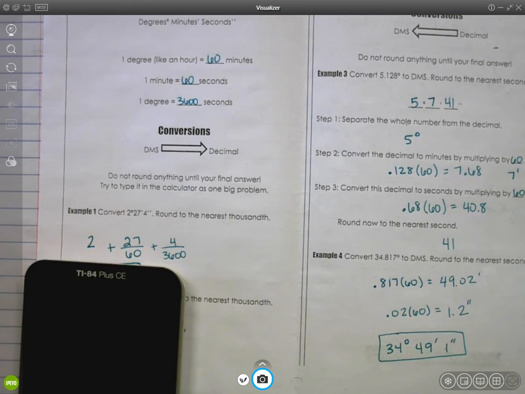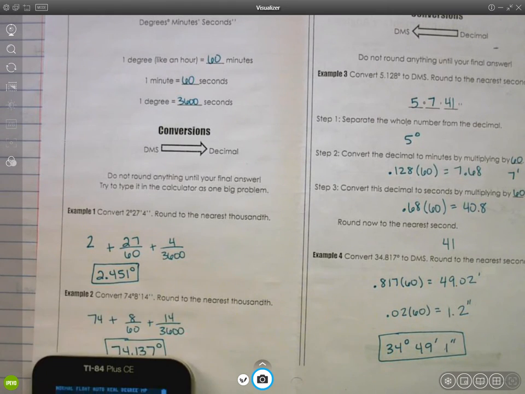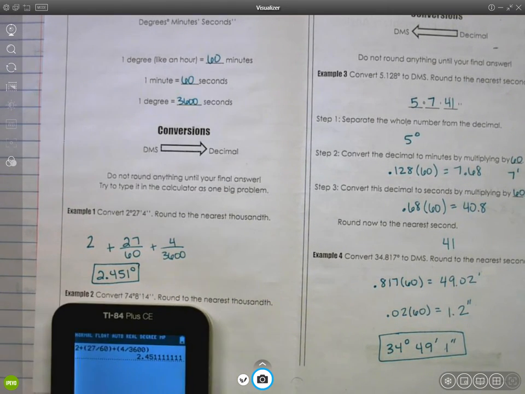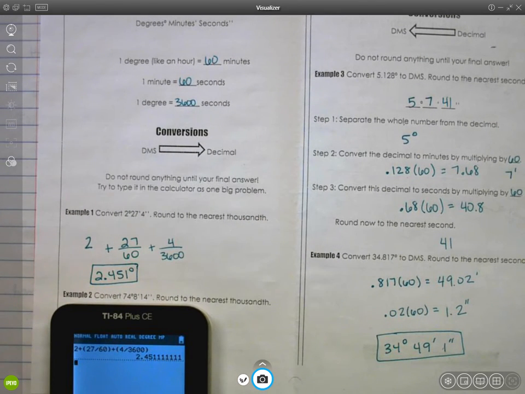Remember that fractions should go in parentheses, so we're going to do 2 plus 27 divided by 60, and then plus 4 divided by 3,600, and it doesn't like my calculations because I forgot a parenthesis. Okay, and then you get your answer, and at that point you can round to whatever you were told to. So this says nearest thousandths, so we want 3 decimal places. Try the next one, and then you can check your answer.